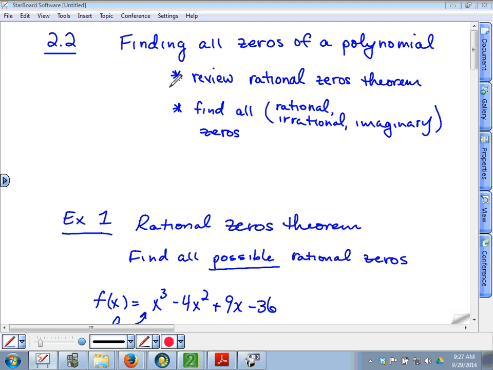That theorem only helps you find rational zeros, but the topic for today is finding all zeros. So we're going to find all of them: rational, irrational, imaginary. We're finding all the zeros.